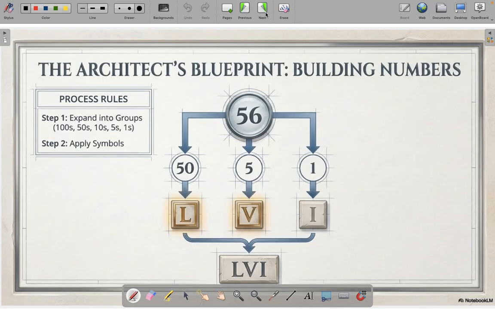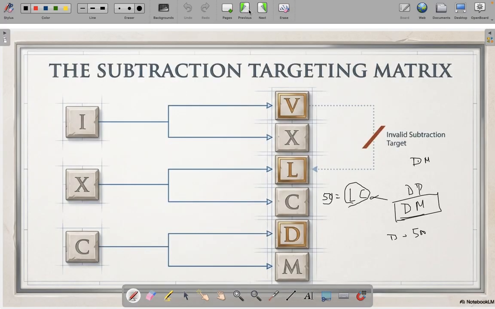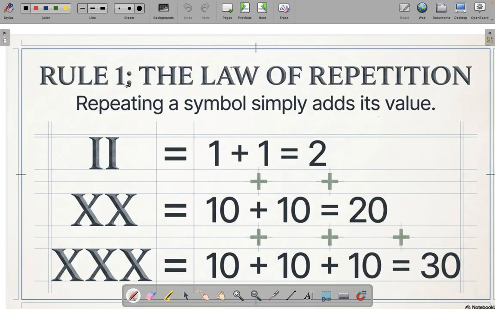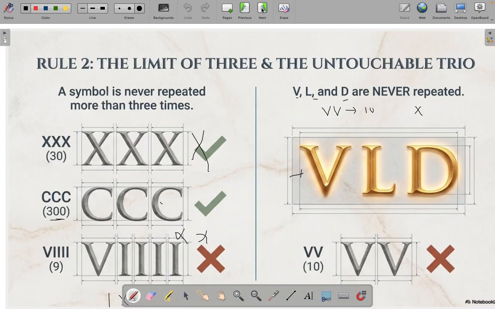So these are the only rules that you have to remember. Again, you can just revisit it quickly. So the first rule is, if you are repeating something, just add it. Second rule said, you can only repeat it up to 3 times, not more than 3 times. And V, L, and D are never going to be repeated even a single time. You cannot repeat V, L, and D.